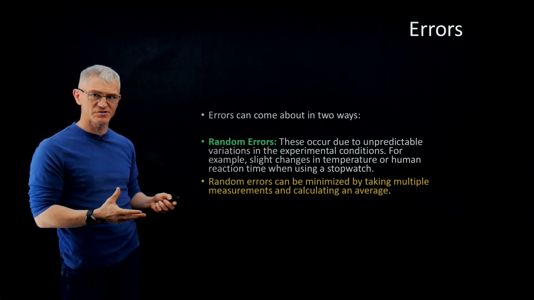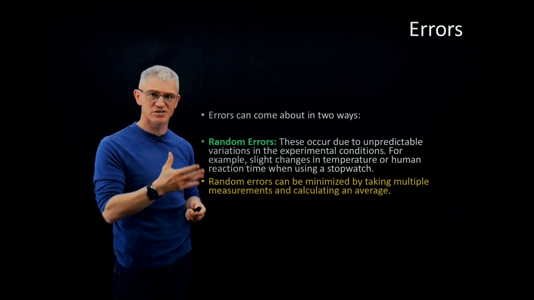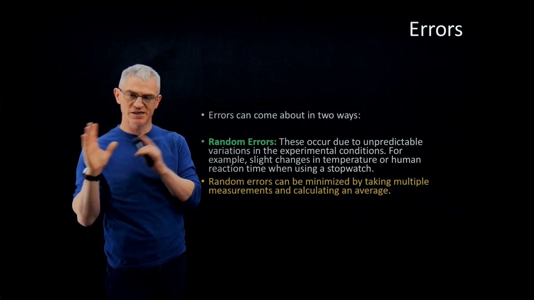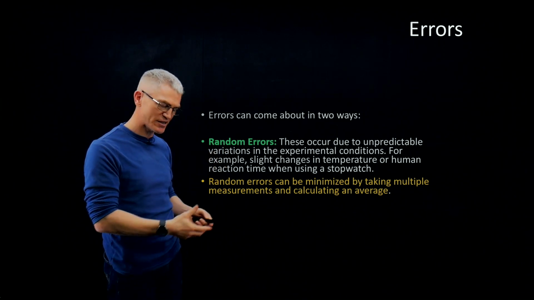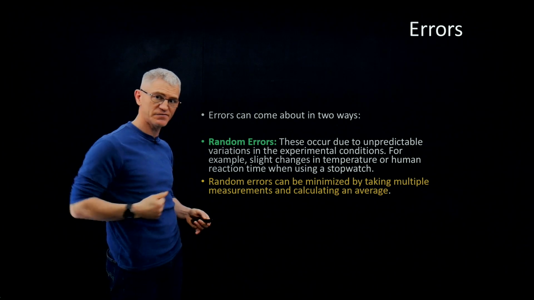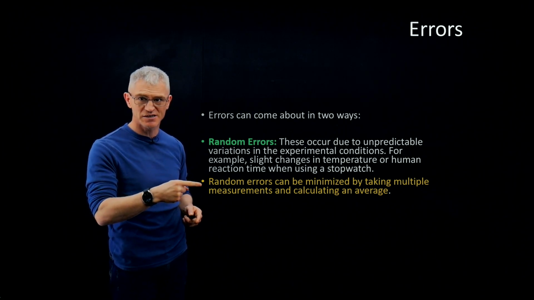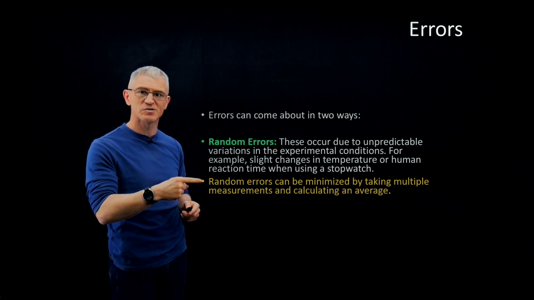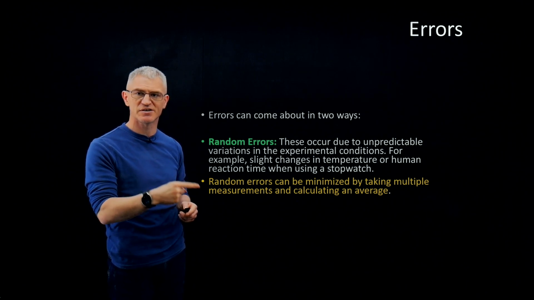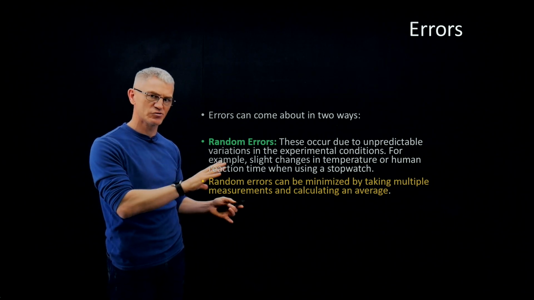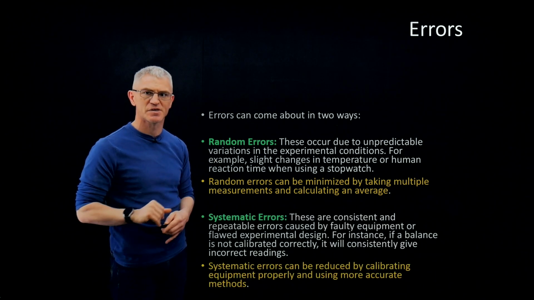Now, why do these errors happen? They happen because of random errors. That means basically in the lab, the temperature may change from day to day. You may change the human being who's doing it, and their reactions are different. But the really important thing for your exam and your tests is that random errors can be minimized by taking multiple measurements and calculating an average. So just tell them, I'll get rid of this by doing more measurements and taking an average.